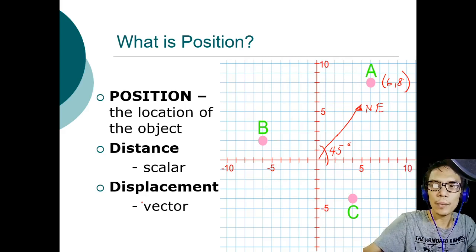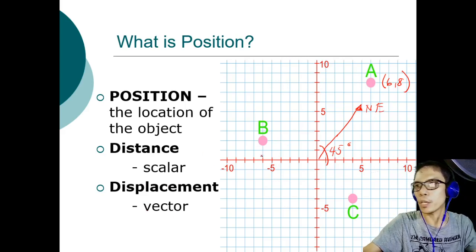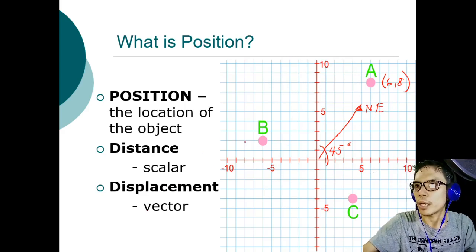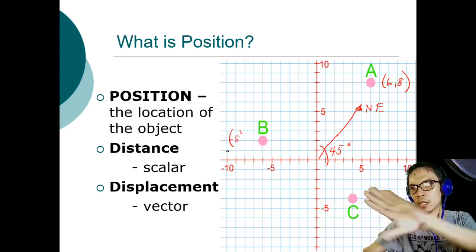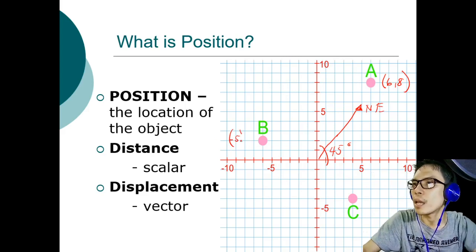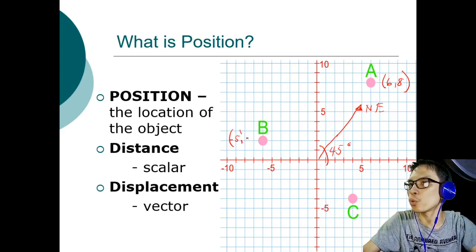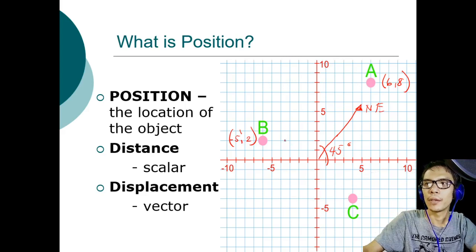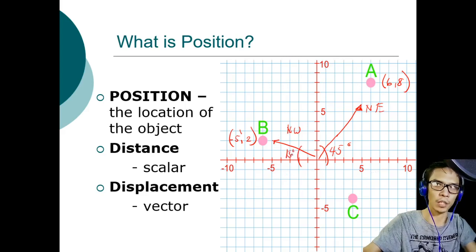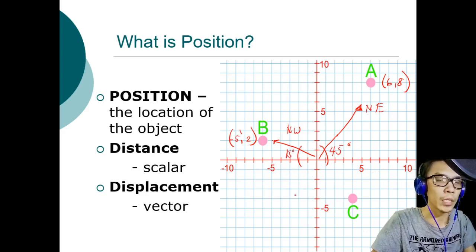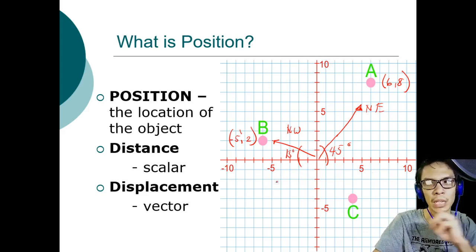Next one, we have another one, the point B. Point B is located at -5, which means it is on the left side, then -5, then 2. So that is the distance. Then the direction is northwest. Let's have a hypothetical angle here, say 15 degrees. So 15 degrees northwest is the location of your point B.